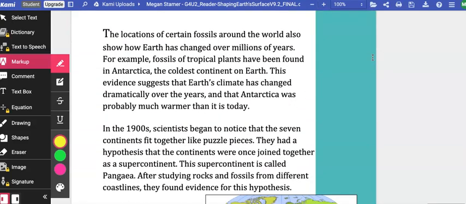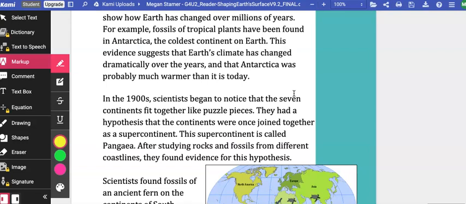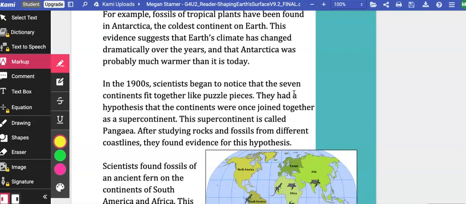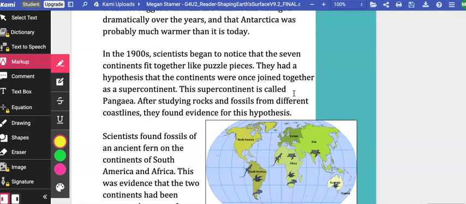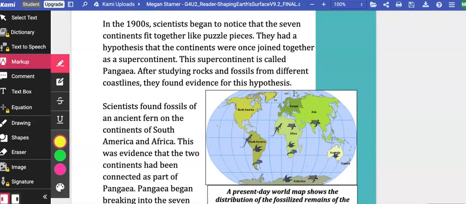The locations of certain fossils around the world also show how Earth has changed over millions of years. For example, fossils of tropical plants have been found in Antarctica, the coldest continent on Earth. This evidence suggests that Earth's climate has changed dramatically over the years, and that Antarctica was probably much warmer than it is today.